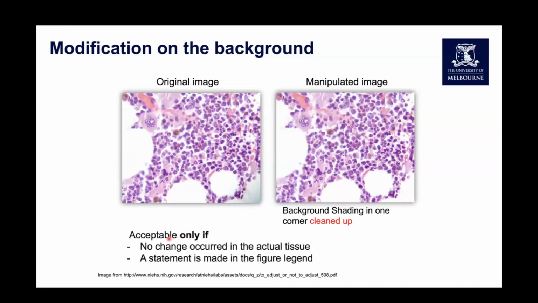However, this is mostly acceptable only if no changes actually occurred in the actual tissue, so it's just the background region, and a statement is made in the figure legend. In general, for any modifications you make to your data, even brightness and contrast adjustments, you should make that statement in the figure legend or the materials and methods.